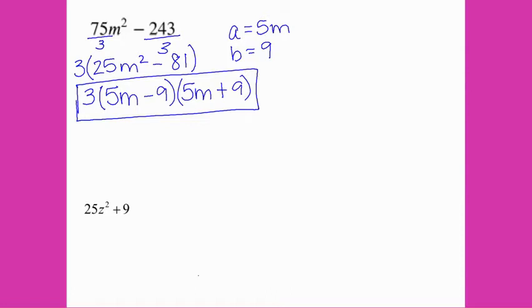Finally, we have 25z squared plus 9. These are two perfect squares, but look, it's not a difference this time, it's a sum. That means this is prime. It can't be factored.